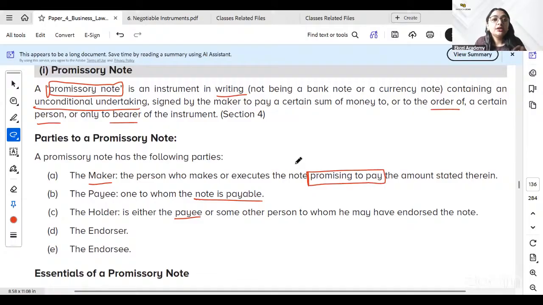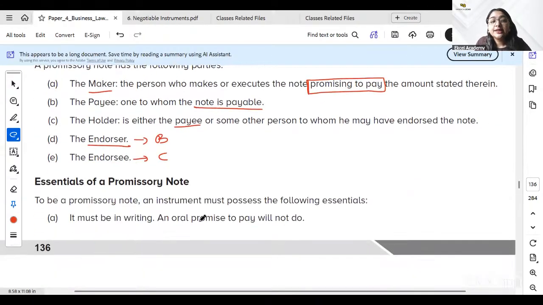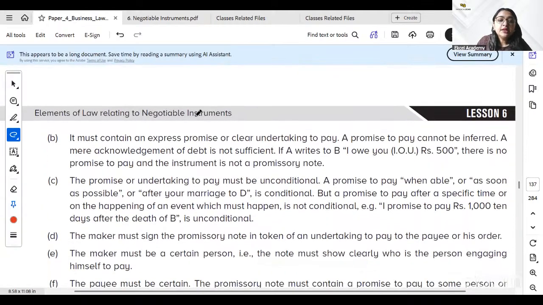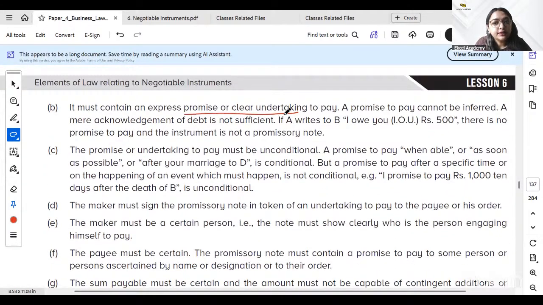But if B has endorsed it to someone else, then that other person to whom it has been endorsed to becomes the holder. You have the endorser, so B endorsing it to say C, B will become the endorser and C will become the endorsee, all right. Then we moved on to understanding the essentials of a promissory note, wherein the first one, it must be in writing, all right. Then there should be a promise or a clear undertaking to pay.